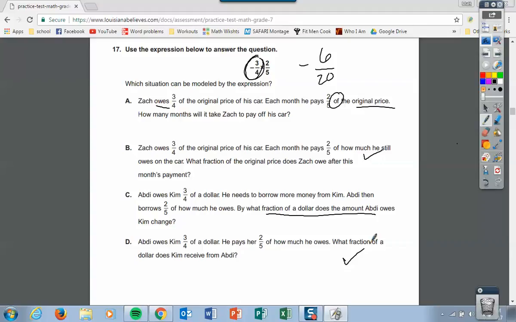So we're between these two. Because we're talking about "of a dollar," that's going to be talking about of 1, so I could have multiplied this by 1. So we're going to go with D over B, because this is over the original price of the car, and that could be any value. This is talking about just $1, so we're good for that one.